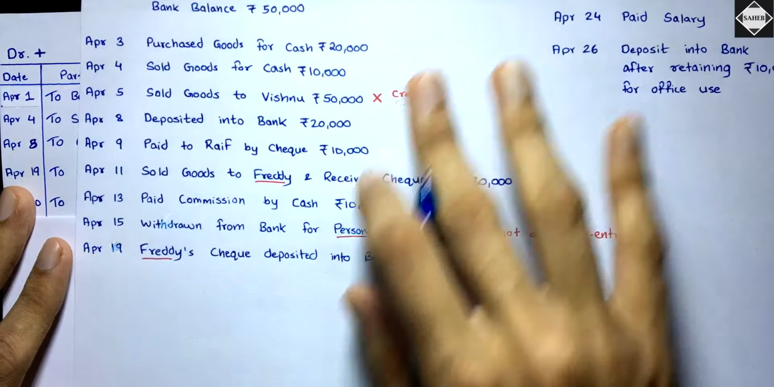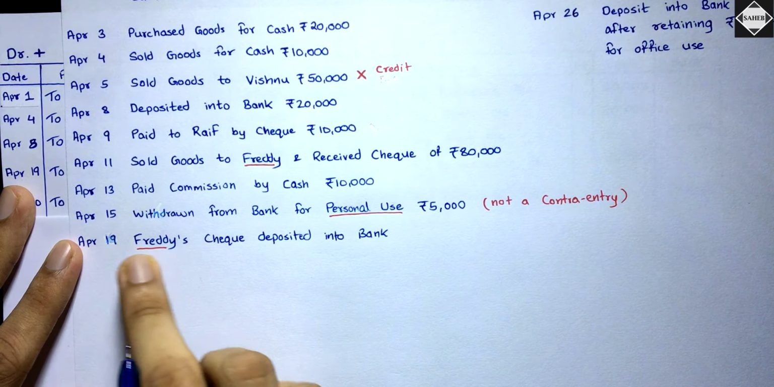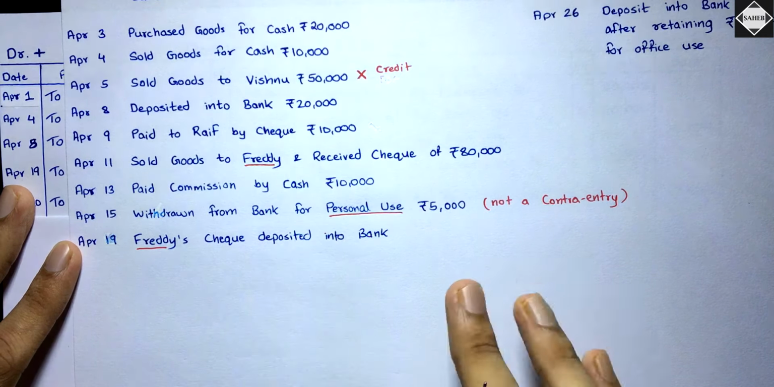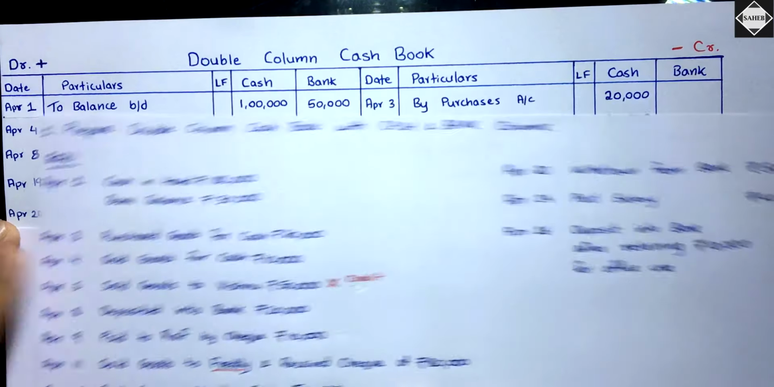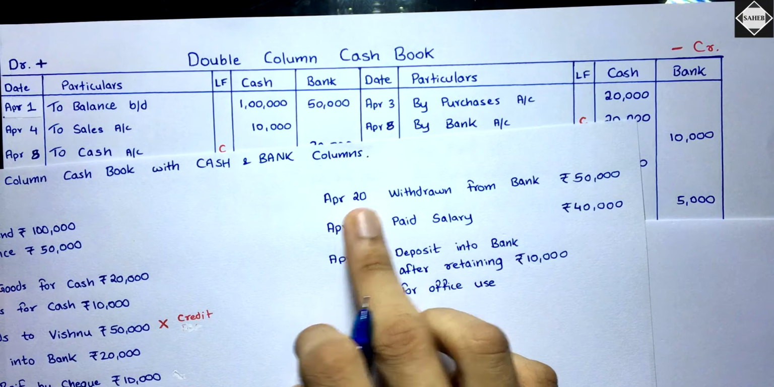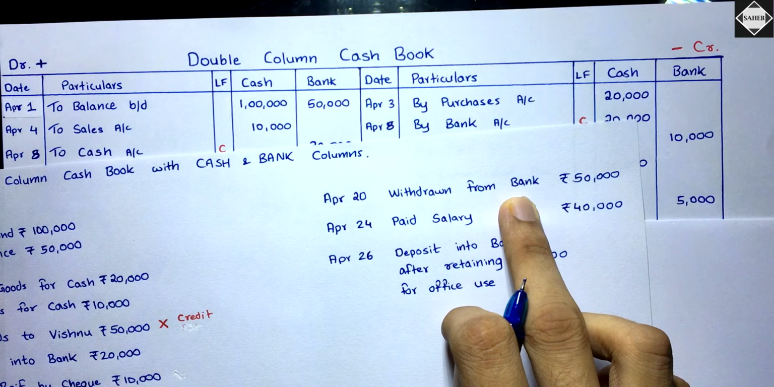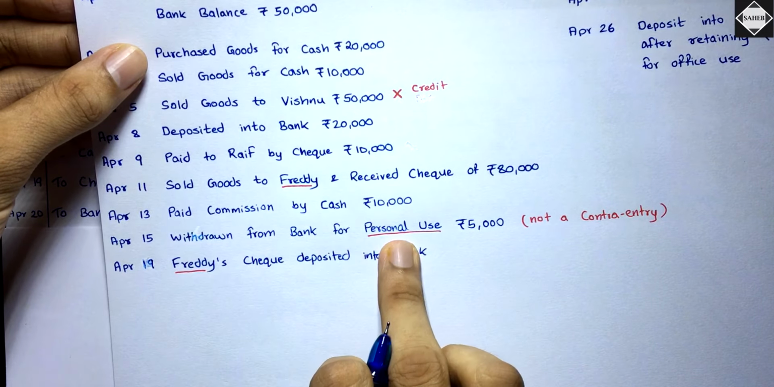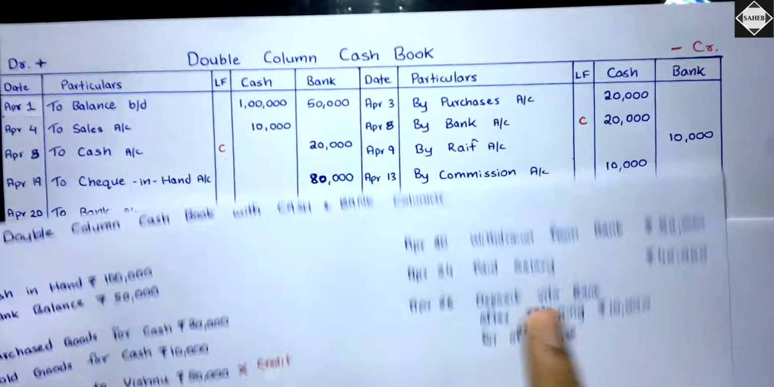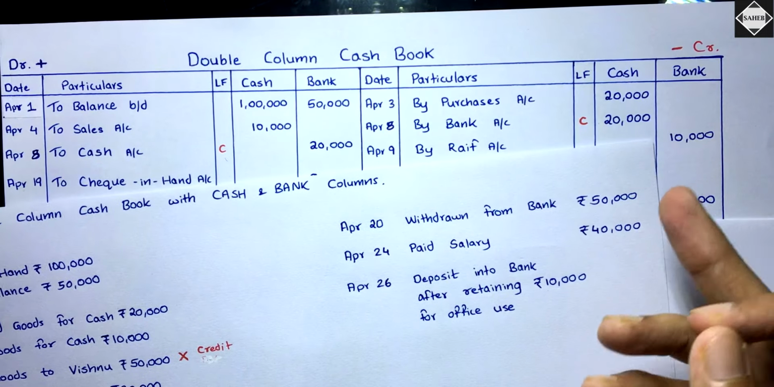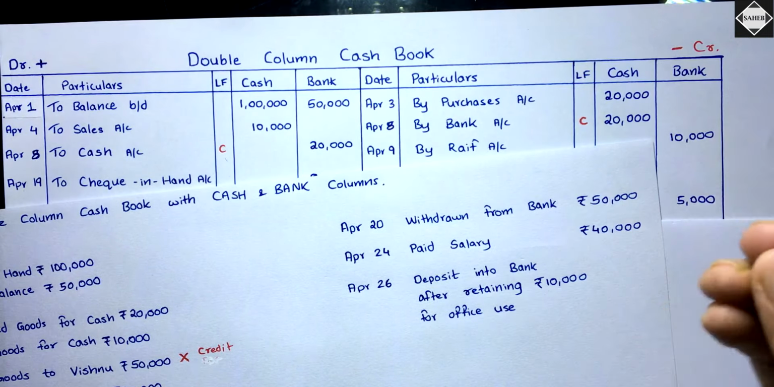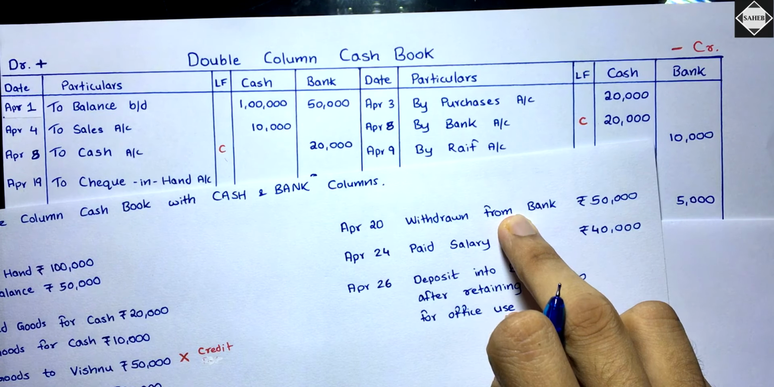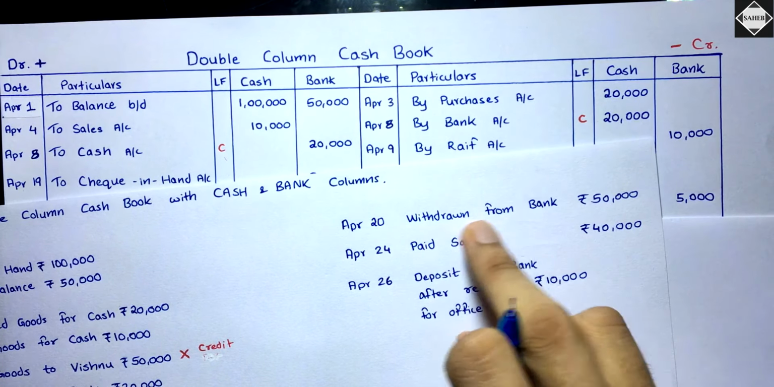Let's move on. Next transaction, you see here, April 19, Freddy's check. Okay, that's done, right? Freddy's check, that's done. Let's move on. April 20, withdrawn from bank. Now this is a contra entry, of course you know that. See, two things are there: withdrawn from bank for personal use, this is not a contra entry; withdrawn from bank for office use, or if the question is silent, then that is contra entry. Fine. So this is contra entry, withdrawn from bank 50,000.